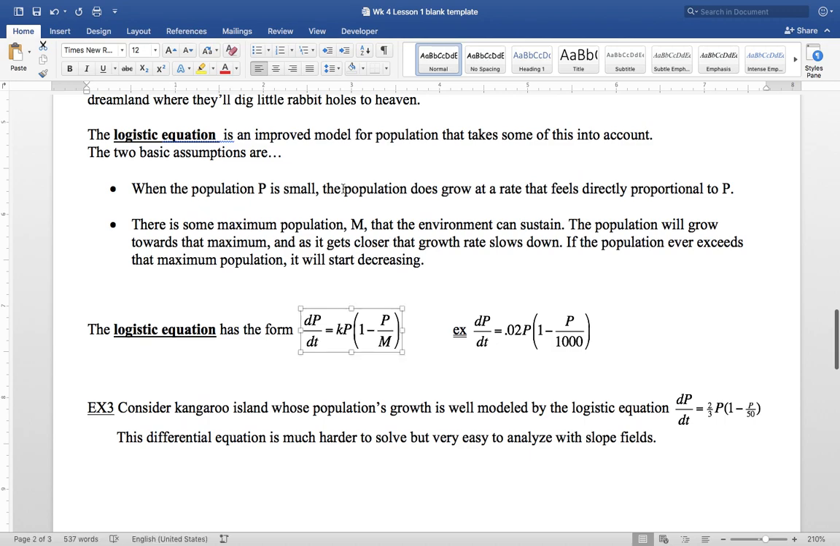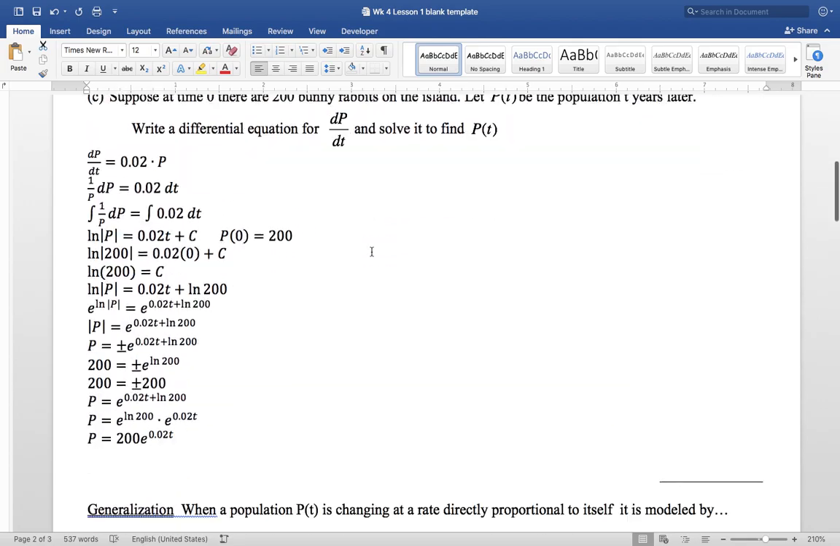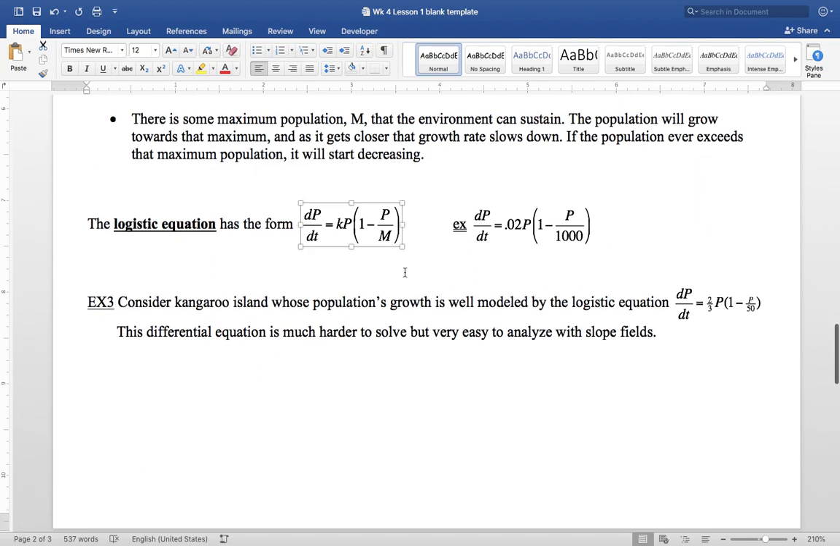When the population P is small, the growth rate of the population is roughly proportional to the current population. That's the circumstance we were looking at in the earlier parts of the worksheet. So when the population is small, as a percentage of the total theoretical maximum, it's growing at a rate proportional to the current population. But as the population approaches the theoretical maximum M, the growth rate slows down. If you study this equation, you'll see that it actually encodes that information.